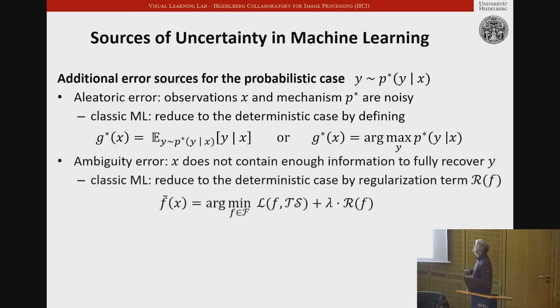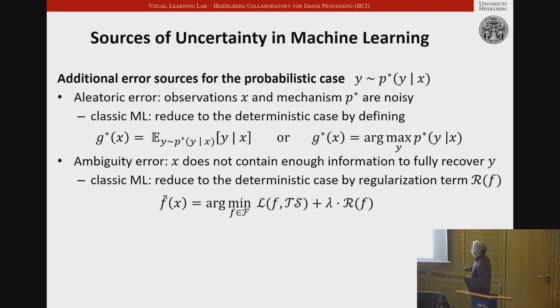Yeah, and then we have the ambiguity error. So X may not contain enough information to fully recover Y. So that's the case that's most relevant for inverse problems. So Y is the thing we are actually interested in, and X is what we observe about Y. And it may just not be enough. And then we have an ambiguity, so several y's are compatible with x.